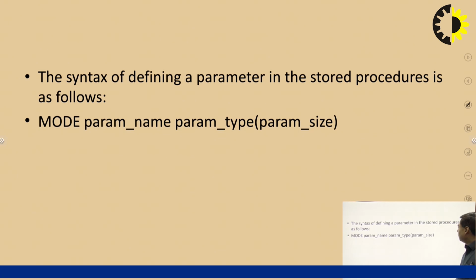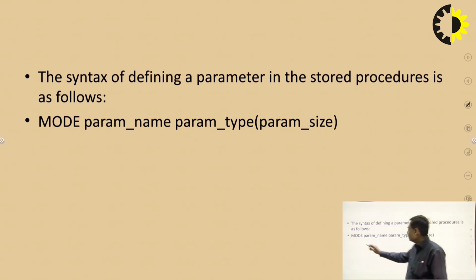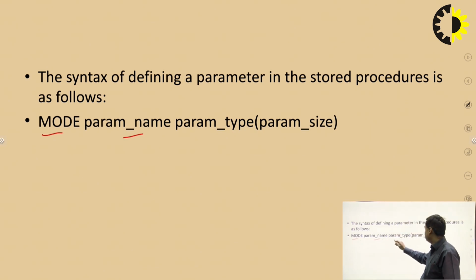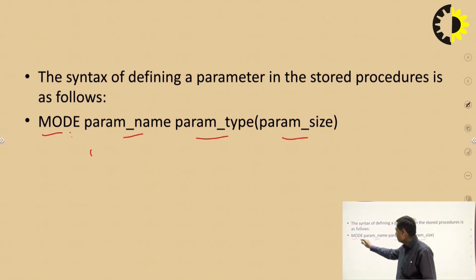Now to define the in, out and in out modes, we use this syntax. You just use the mode, write the parameter name, the parameter type and the parameter size. So here you will define the mode, whether it is in or out.